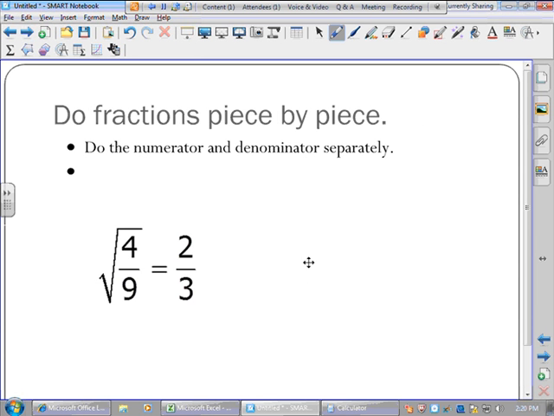When you have fractions, do the top and the bottom separately. Square root of 4 is 2. Square root of 9 is 3. Now think about this. 2/3 times 2/3. When you multiply fractions, you do numerator times numerator and denominator times denominator. So you can see that that really is the answer.